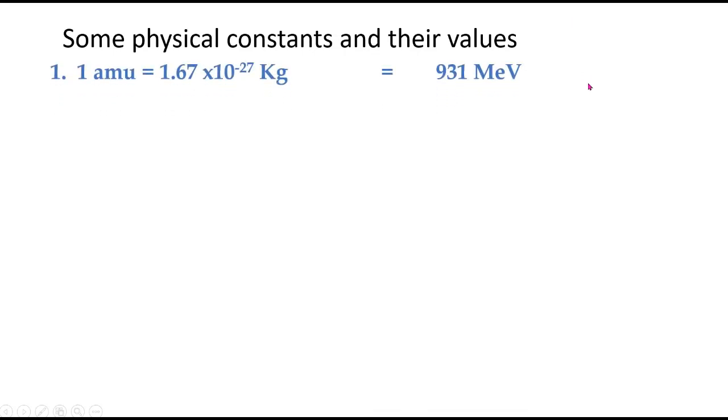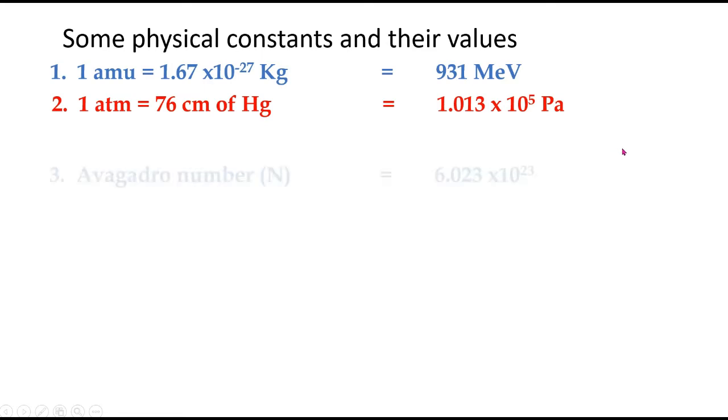Example 1: AMU. AMU means atomic mass unit. Its value is 1.67 into 10 to the power minus 27 kilogram. That also equals 931 MeV, 931 mega electron volts. Another value: 1 atmosphere is equal to 76 centimeter of Hg. That equals 1.013 into 10 to the power 5 Pascal.